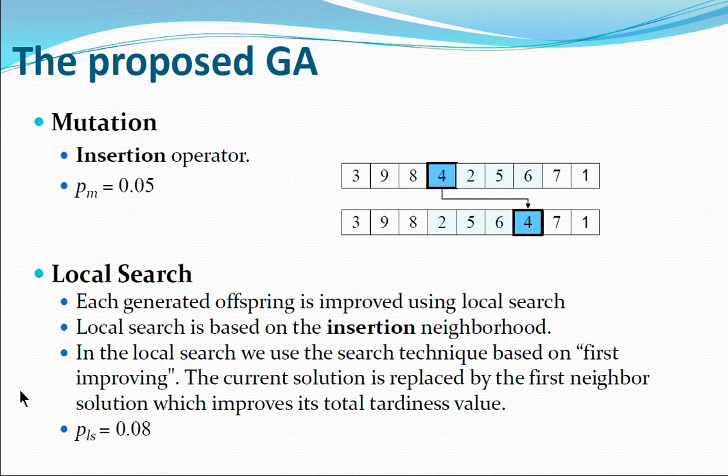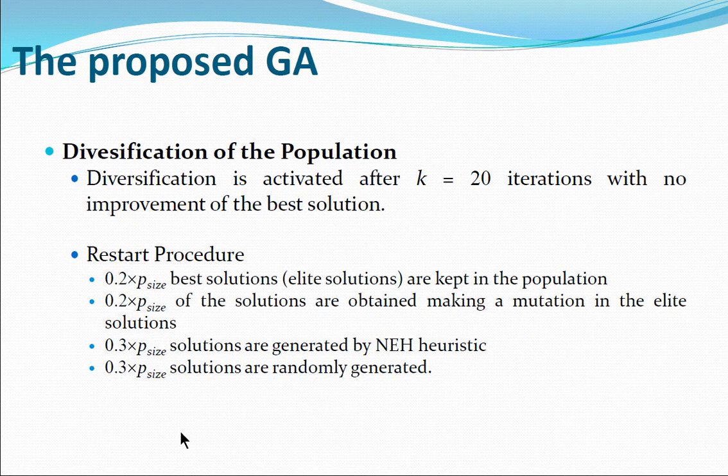So we try to insert all the jobs in all positions in the job sequence. And we also use the idea of the first improving, that consists in replacing a current solution by the first neighbor solution which improves the objective function, or the total tardiness value. So in this paper, we applied this local search procedure with 80% of probability.